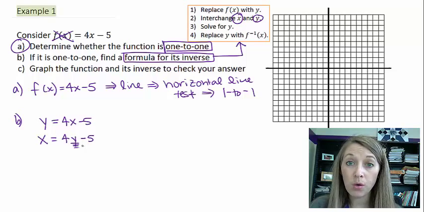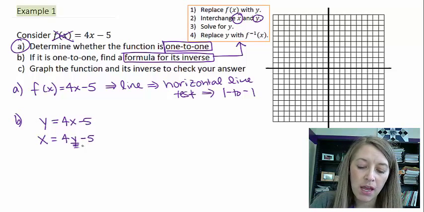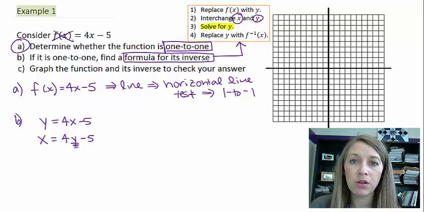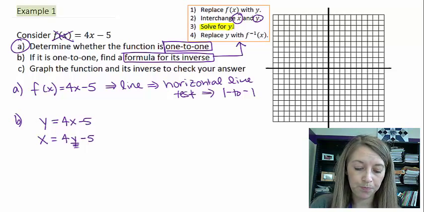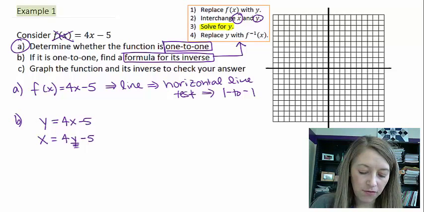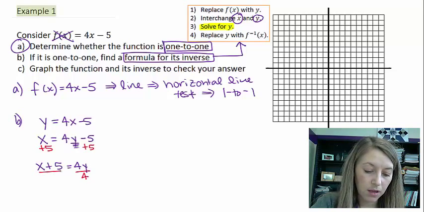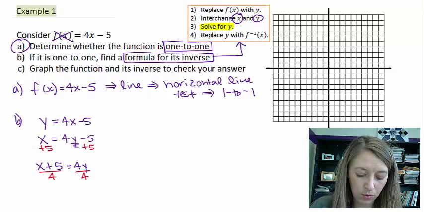So the only real work that I have to do in this problem is when I solve for y. That's the only algebra that we have to do. To solve for y, I move my 5 to the other side. That gives me x plus 5 is equal to 4y. Divide by 4. So I have y is equal to (x plus 5) over 4.